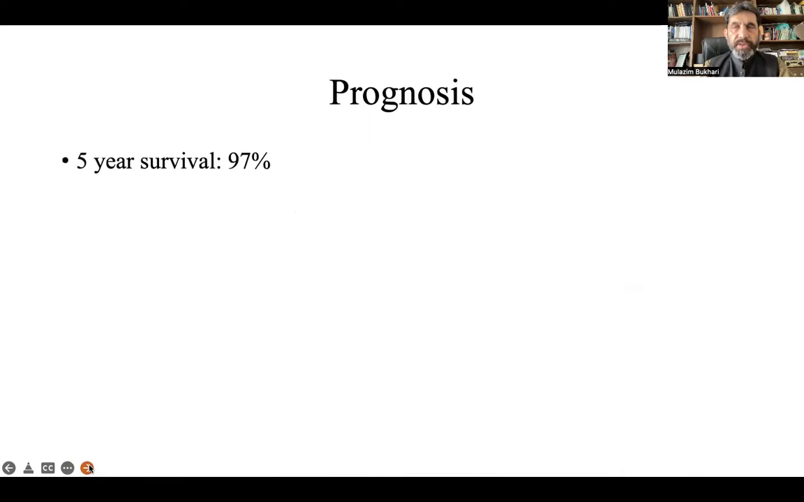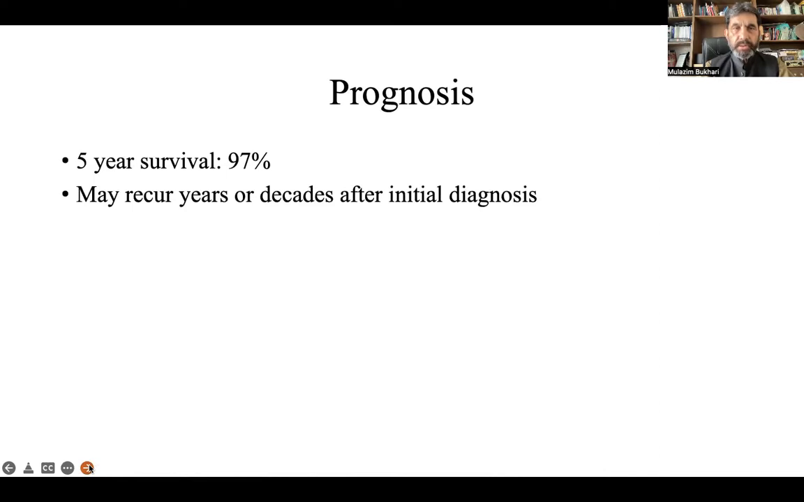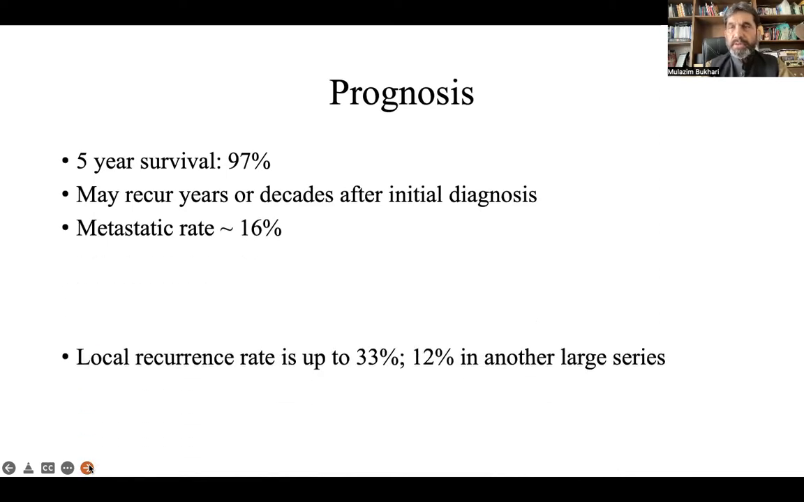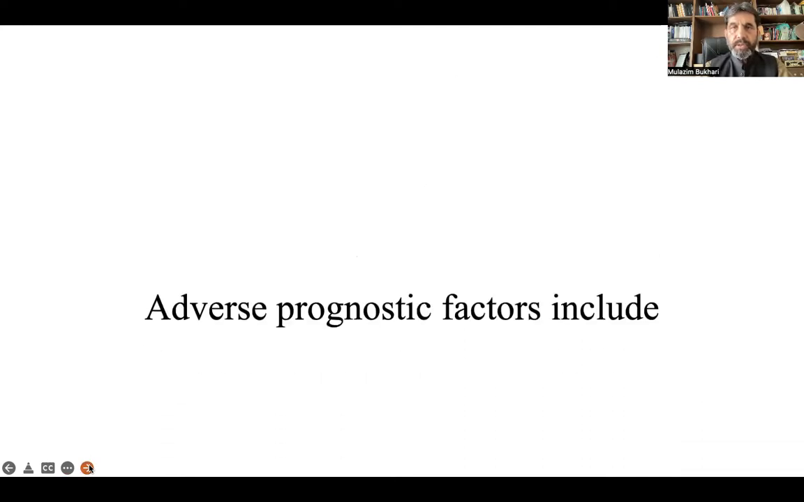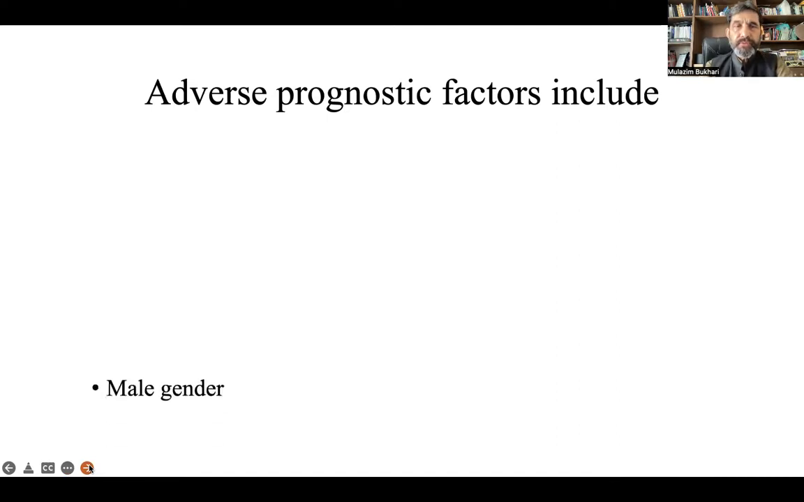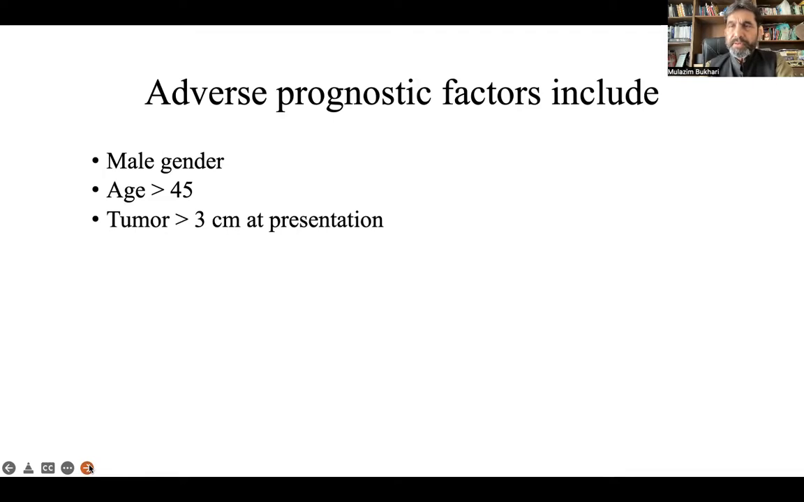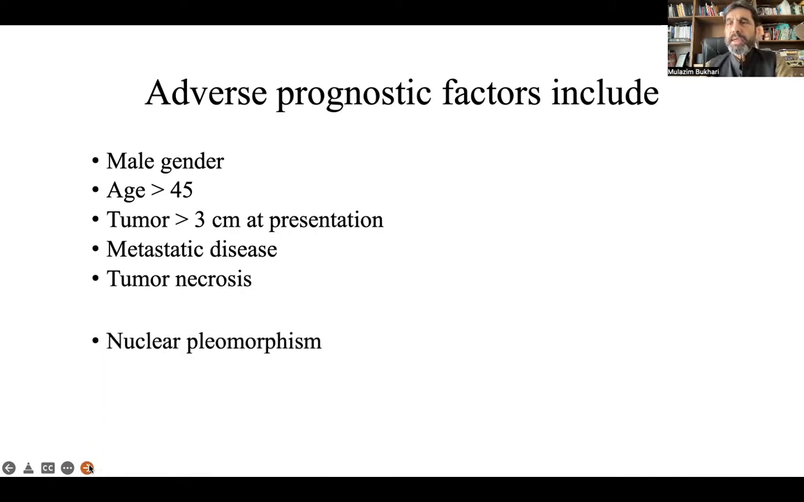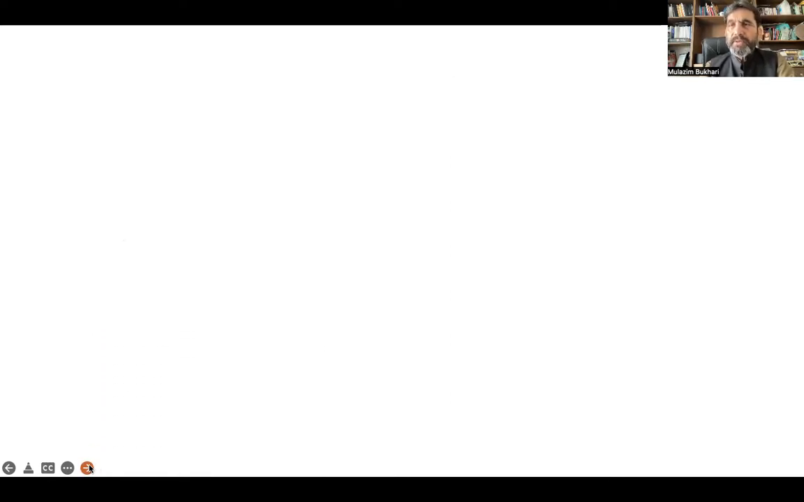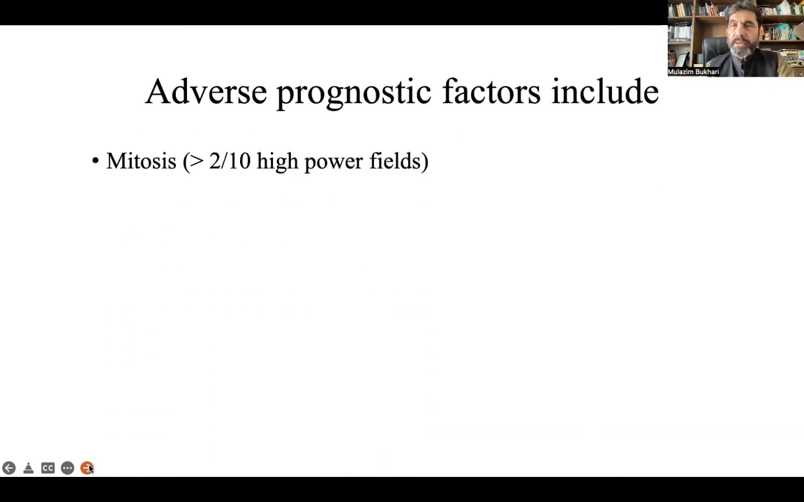So the prognosis of the patient: 5-year survival is good, 97%. Metastasis may occur, local recurrence is possible. Adverse prognosis depends on a few features: male has a bad prognosis as compared to female. Greater than 40 years, older age group, poor prognosis; if the size is greater, poor prognosis. Distant metastasis has a poor prognosis, tumor cell necrosis is poor prognosis, pleomorphism is poor prognosis. Mitosis greater than 2 per 10 high power fields, poor prognosis, and if the proliferative index is high, it is poor prognosis.